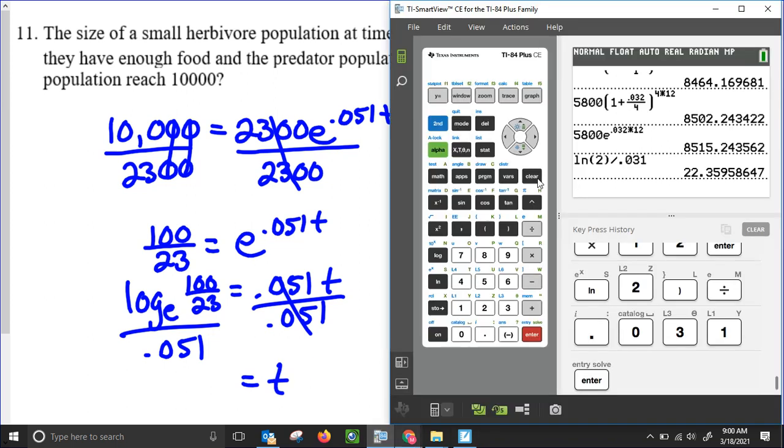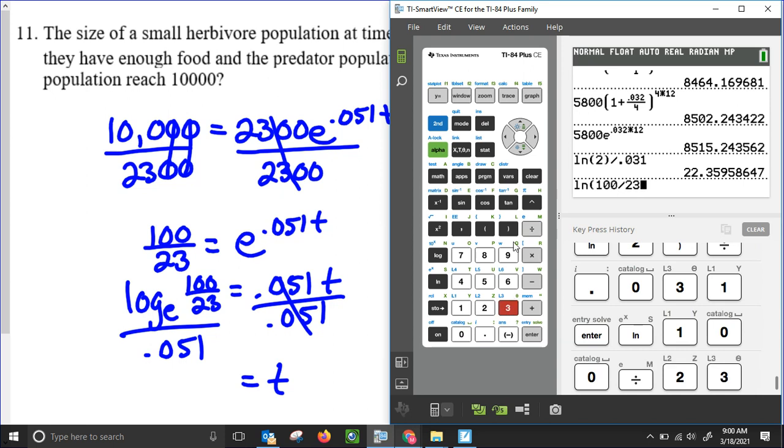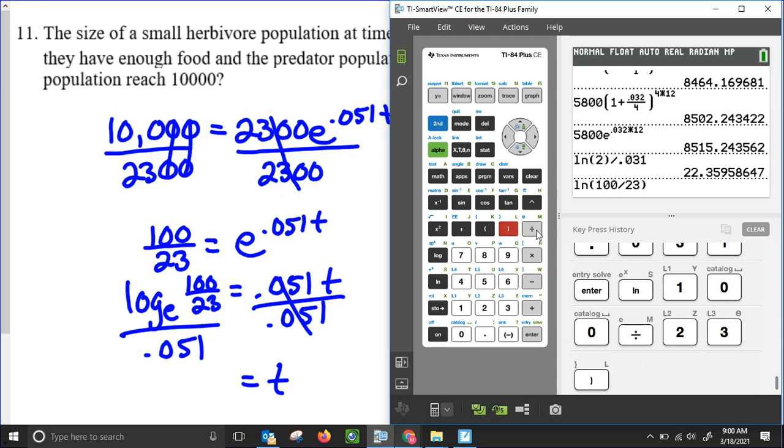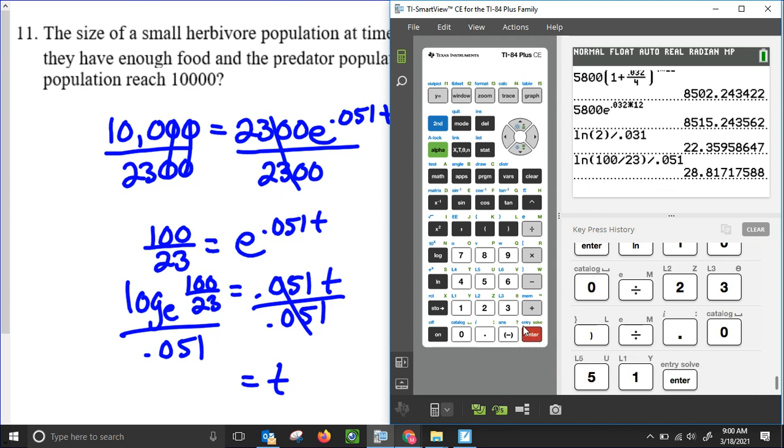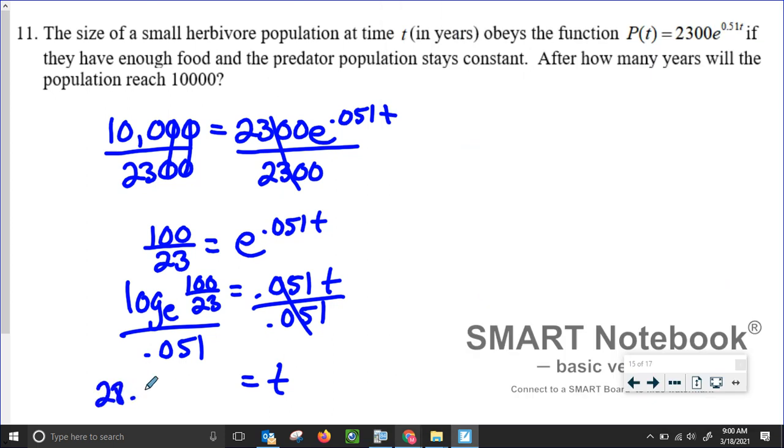So we plug that into our calculator. Remember, log base e is just ln. So ln of 100 divided by 23, and then we take all of that and divide it by 0.051. So 28.817 years. And we are good there.